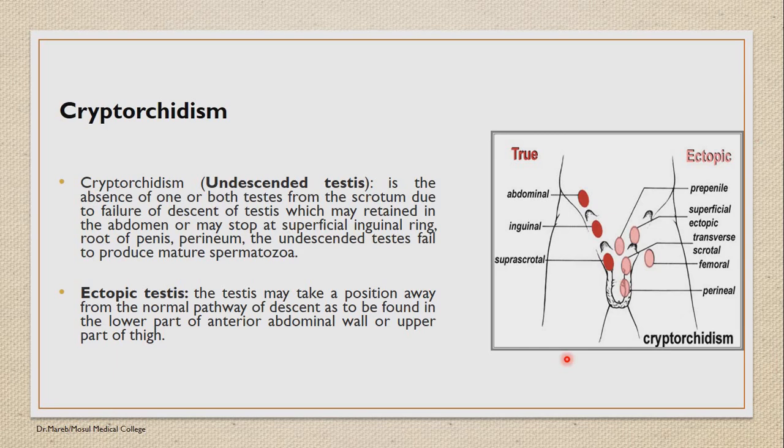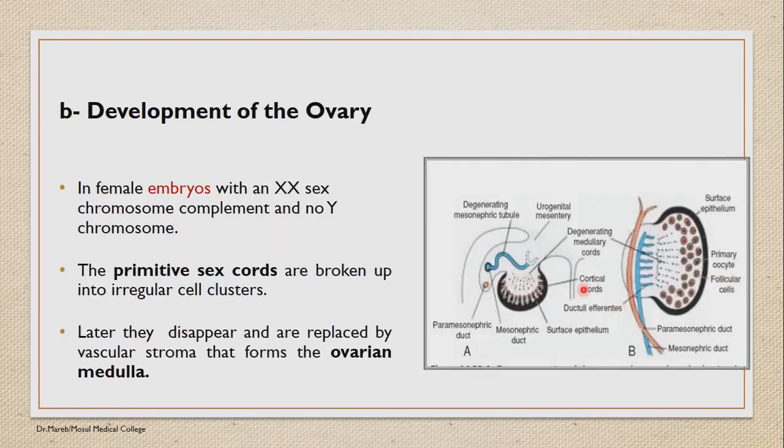Ectopic testes: the testes may take a position away from the normal pathway of descent, and be found in the lower part of the anterior abdominal wall or the upper part of the thigh. Just to remind you, the testis is at the beginning located in the abdomen. Due to growth in length and increased intra-abdominal pressure because of the development of the organs, the testes start to descend and come down to be located in the scrotum.